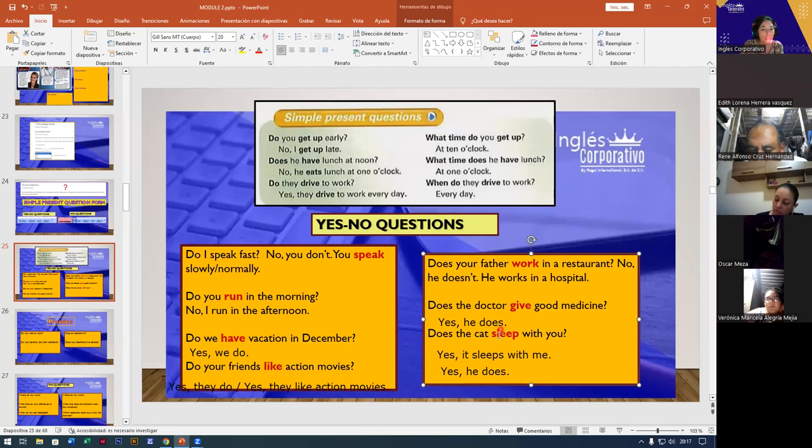But the verb is in the base form. You have a base form of the verb because you have an auxiliary. El verbo está en forma base porque lleva un auxiliar en la pregunta. Pero en una respuesta o una oración afirmativa, el verbo debe de incluírsele una S. For example, here, yes, it sleeps with me. Siempre se le va a agregar. Eso es para presente simple.